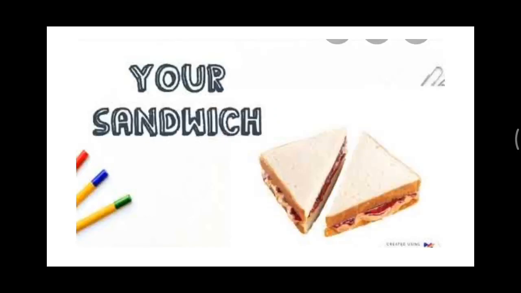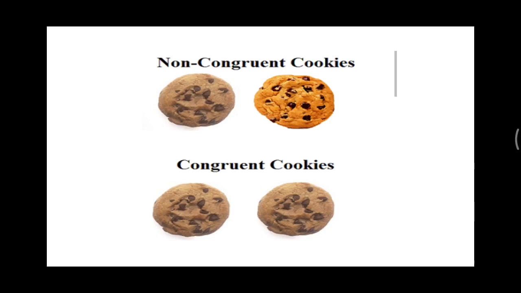Sandwich. You can see bread is divided into two triangles, and these triangles are of equal measures. That's why these parts of bread are congruent to each other. Here you can see cookies, or we can say biscuits. In first figure you can see these cookies are different, that's why they are not congruent. But in the downside figure you can see these two both are same, that's why we can say these are congruent cookies.